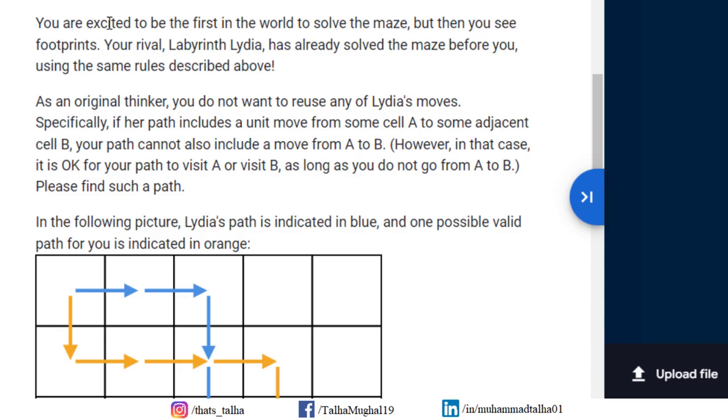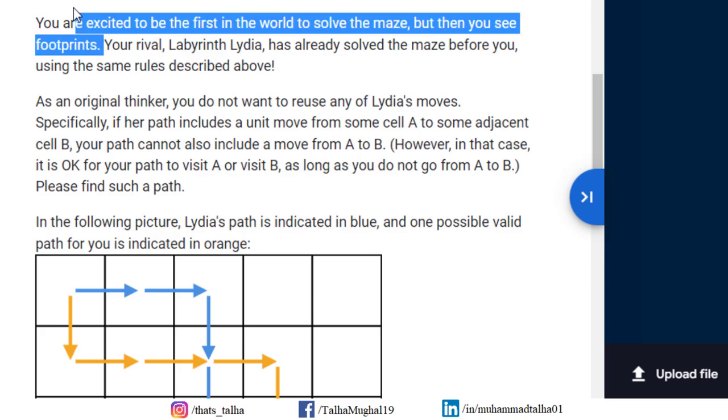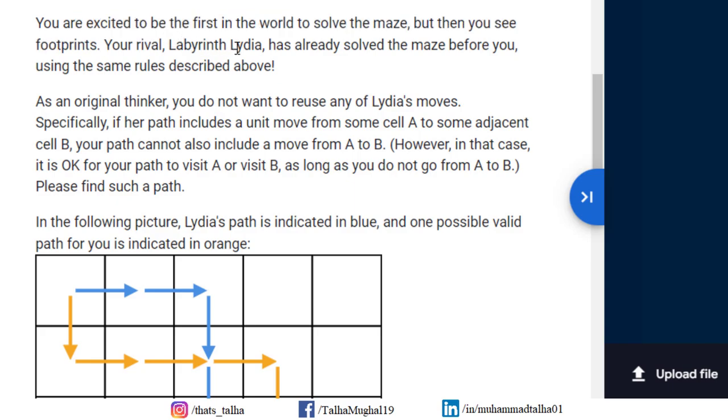Okay, so the next thing we have is that you are excited to be the first in the world to solve the maze. But then you see footprints. Your rival, Labyrinth Lydia, has already solved the maze before you, using the same rules described above. Okay, first we were excited that we were going to be the first person who would solve this maze, but we are surprised that our rival, our opponent, our enemy has already solved this maze, and she has done it by following the rules that we have just studied in the above paragraph.